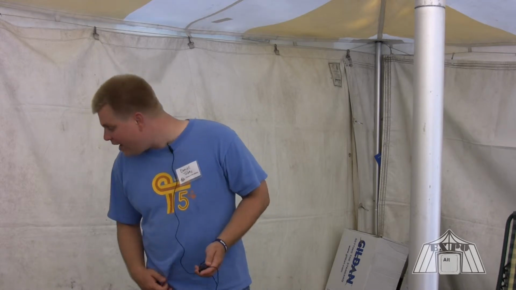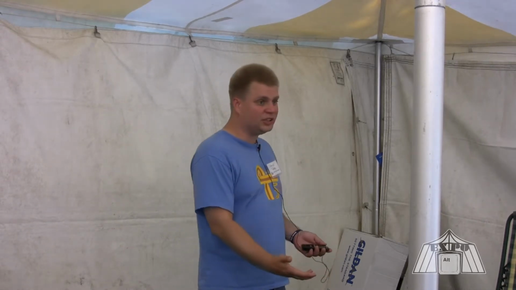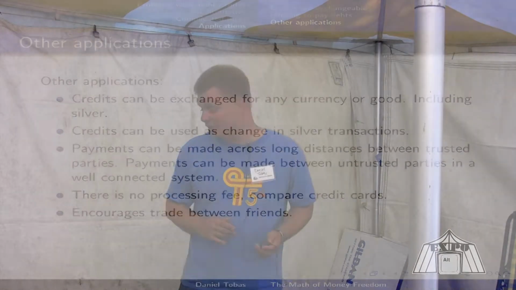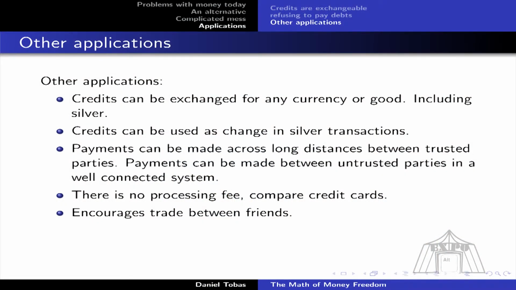So good. If you use a credit card, usually I charge the merchant some fees. Well, this is a free service that's provided. It's partially donation supported, but you don't need to donate. It's really very cheap to run this type of server. It encourages trades between friends. Okay, that's a big deal.